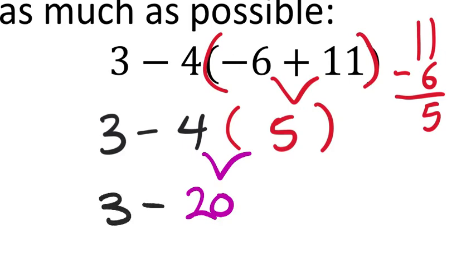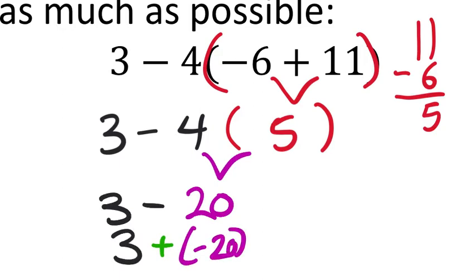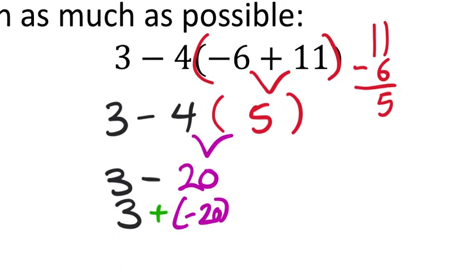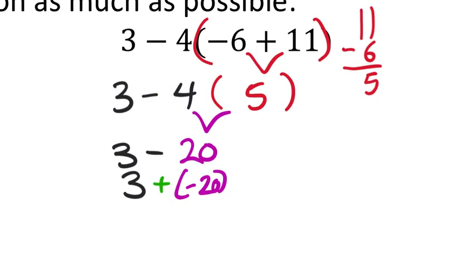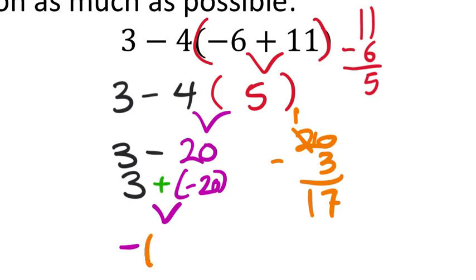I'd use keep, change, change. Keep the 3 positive, change the operation into addition, and then change that positive 20 into negative 20. Okay, so it's 3 plus negative 20, and I know that negative 20 is bigger than 3, so the answer is going to be a negative. But to solve, I'll just take the big number, 20, and then subtract the small one. Borrow from the 2, 10 minus 3 is 7. Drop the 1 is 17. So negative 17 is our final answer.